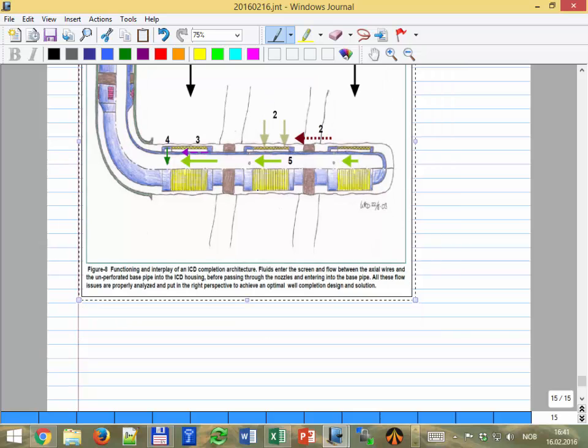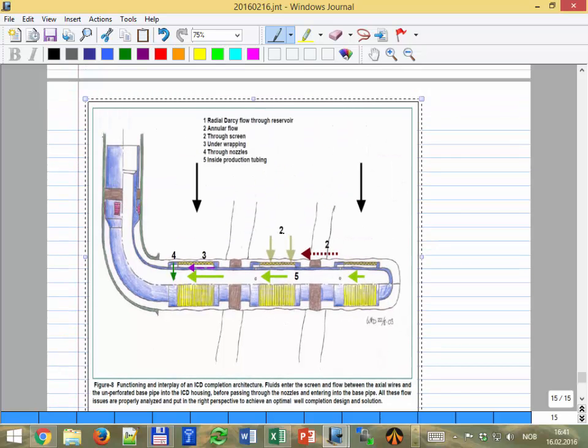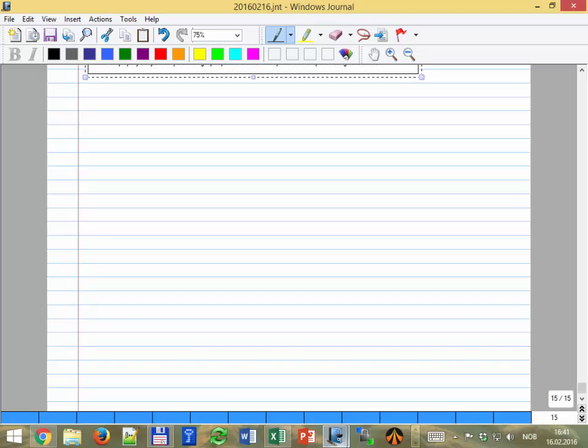We can have the same thing for injectors, right? Yep.